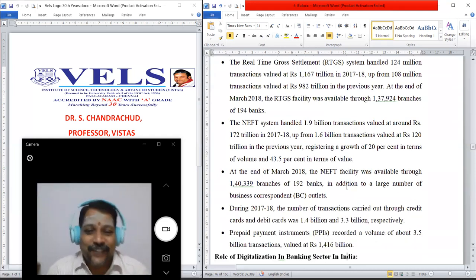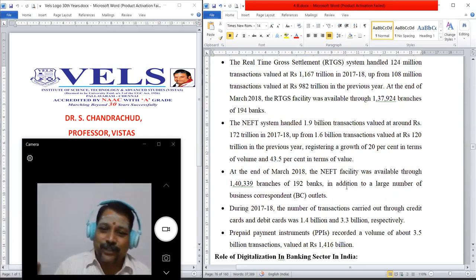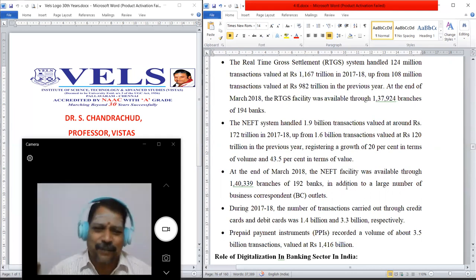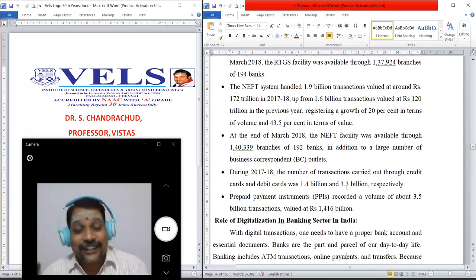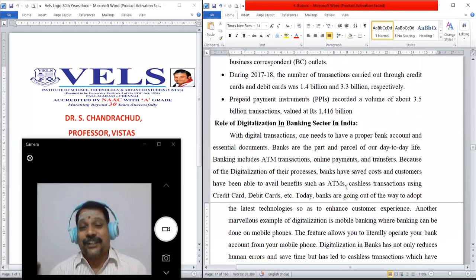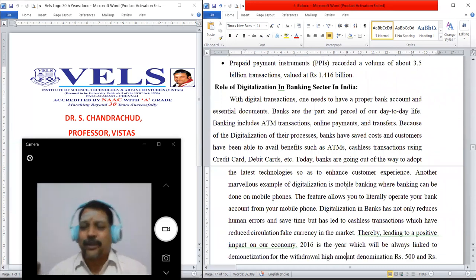Everybody is very comfortable with electronic gadgets, and all transactions take place electronically. People are so comfortable paying the electricity bill and even Zomato and other things. Everything is digitalized, right from eating food up to education. Everything is digital payment only. So the role of digitalization is increasing day by day, and especially digitalization in the banking sector in India plays a vital role for economic development and economic growth.